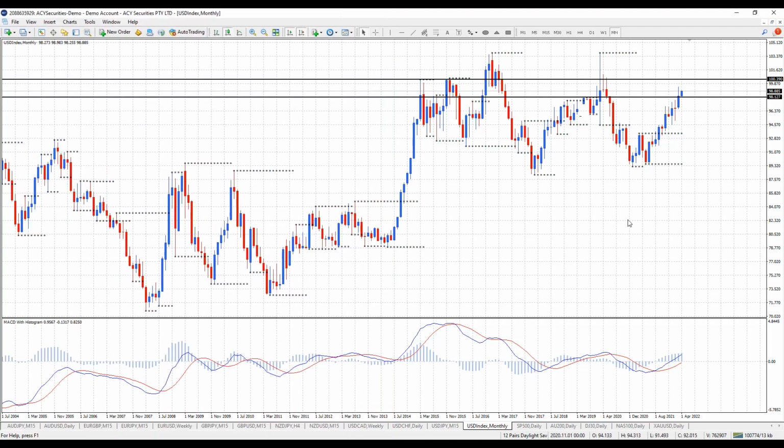Alright, first up, just want to review the dollar index. This is the monthly chart showing continued uptrend. Last month we just managed to close above this monthly resistance area at 98.12. MACD's clearly crossed up.